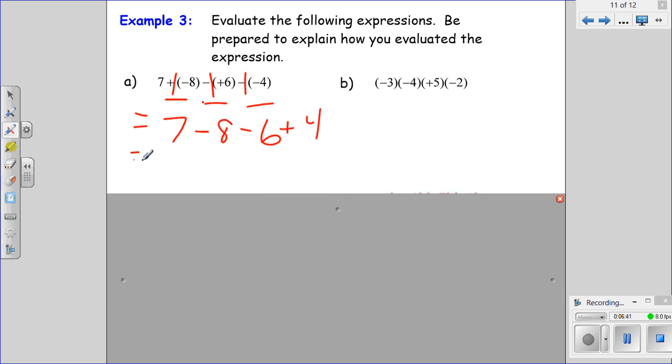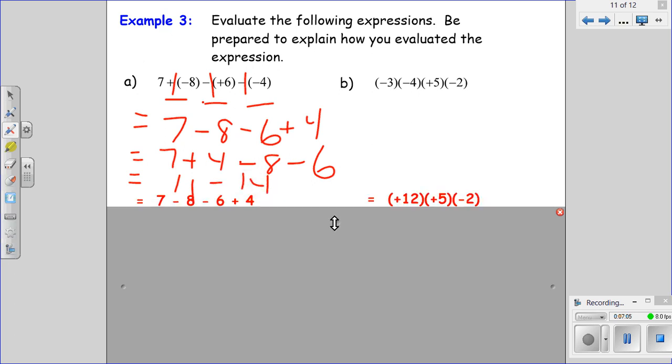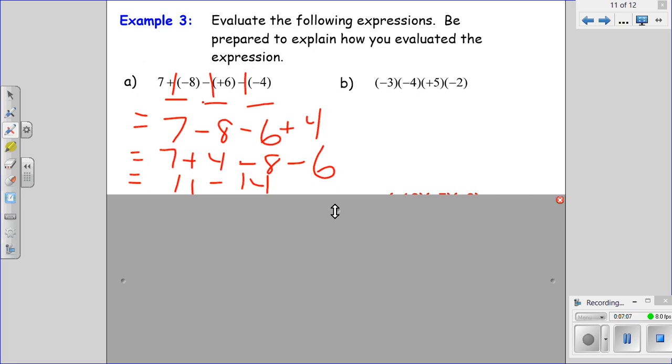Now, what I like to do is put all my positive integers together and all my negative integers together when I combine them. So I'm going to put the 7 and the +4 together, and the -8 and the -6 together. 7 plus 4, same sign, easy, add them up. -8 minus 6, same sign, add them up, keep the sign.